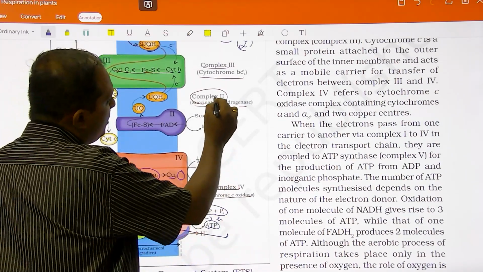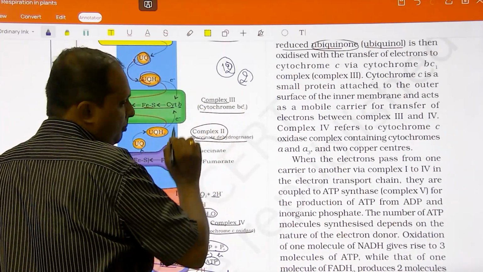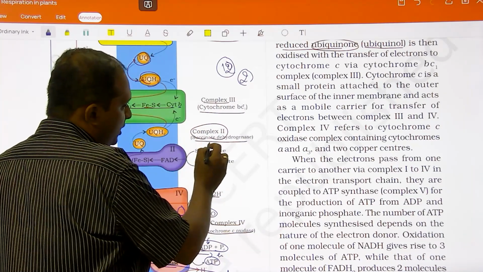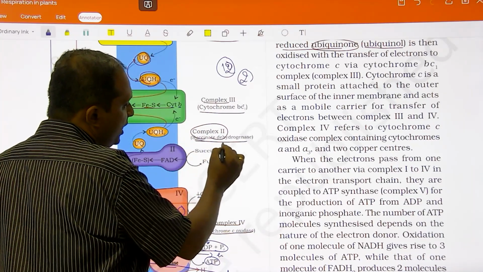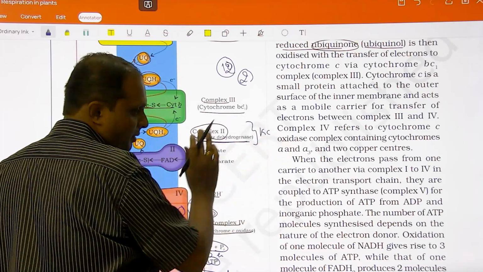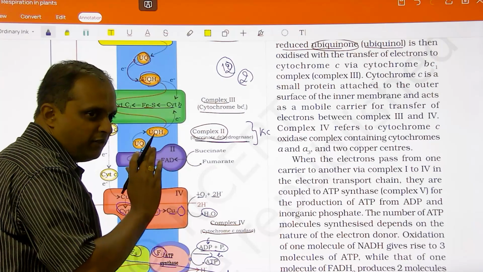You put complex 2; technically it should be above complex 3. I don't know why they have given it below. புரியுதா? Complex 2 ங்கிறது இங்க என்ன கொடுத்திருக்கான் பாரு, succinate dehydrogenase complex. Actually this is a part of the Krebs cycle. நல்லா கவனி, it's a part of the Krebs cycle, right?